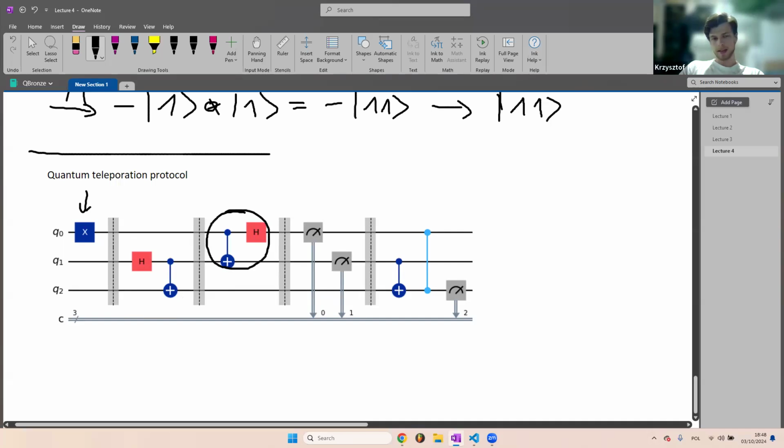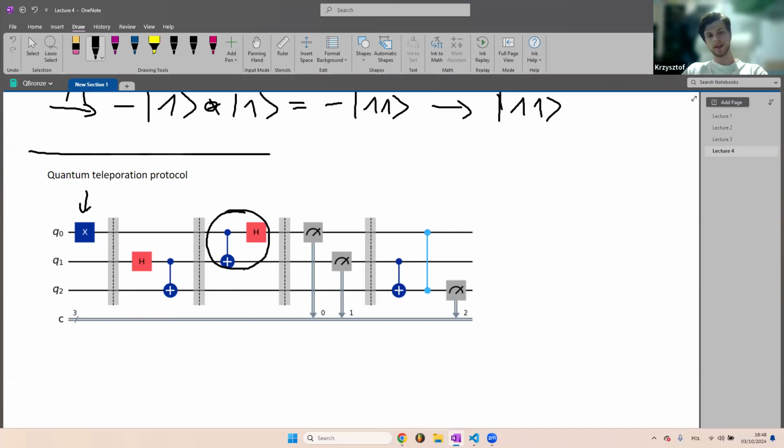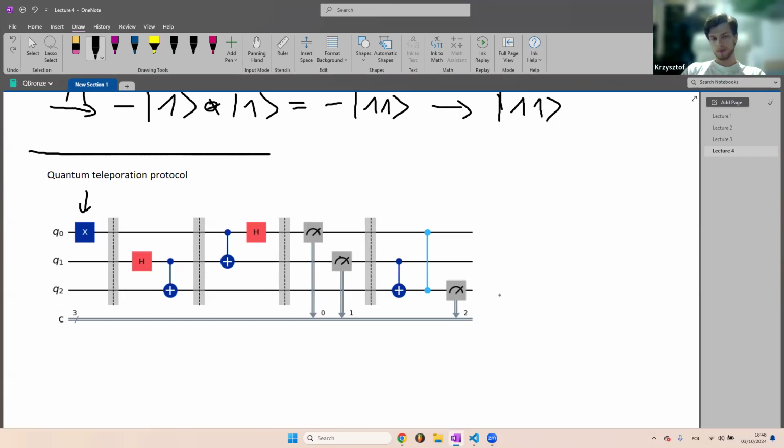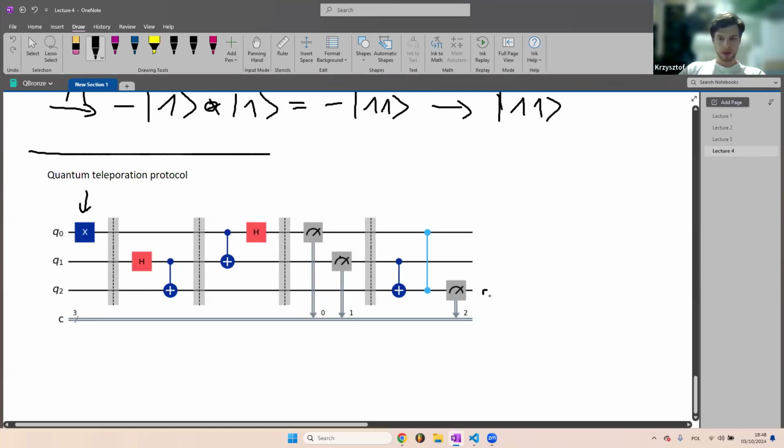Then we create a sort of inverse entanglement. There's not necessarily any name for this, but you can think of it as the inverse entanglement or something like that. That will affect the state of both qubits. Then we measure both qubits, and depending on the measurement, we apply another set of gates to our second qubit to come back with the original state Q0.